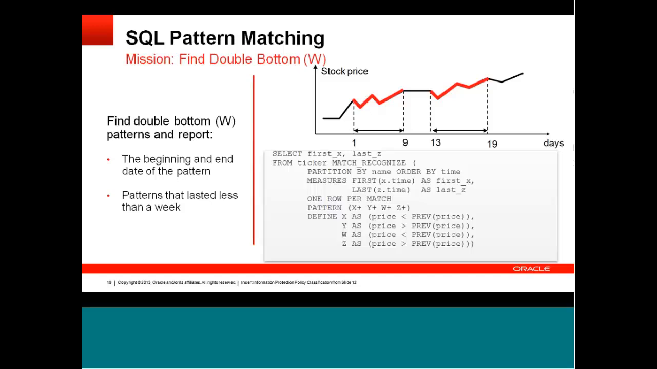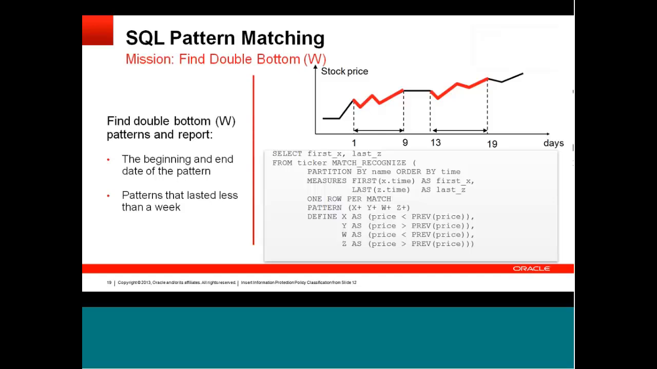So if we take a look at the SQL statement here, we can see that we have reached a point where the SQL statement has been able to identify all the W patterns in the stock chart. So if we look at the stock chart, we'll see that it's 2 in number, and we can find the beginning and end date of both these patterns. So first of X time and last of Z time variables have the dates already stored in it. Now all we need to do is to find which pattern lasted less than a week's time.